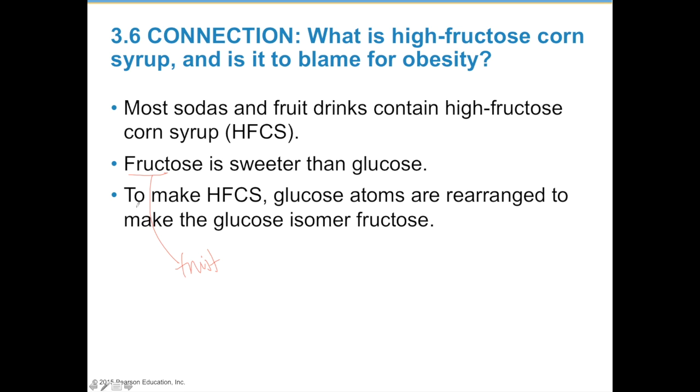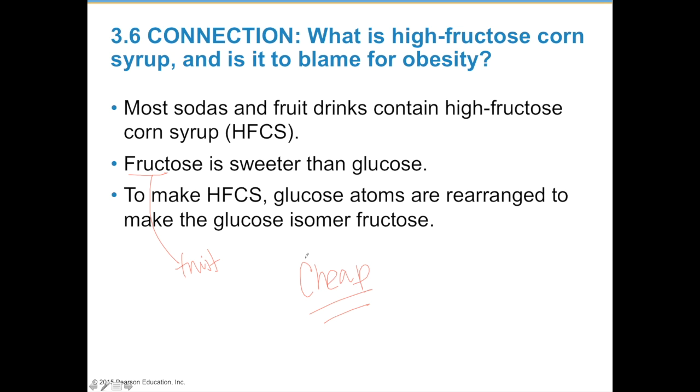What happens here to make high fructose corn syrup? Glucose atoms are rearranged to make the isomer fructose. So they add things into regular glucose. They extract glucose from corn and they add chemicals to it to make it fructose. So this isn't a natural product. It's extremely concentrated. It is cheap. It's really, really cheap. It's easy to get to dissolve in things. Like it's easy to put into drinks, cakes, cookies. It makes it sweet. Bottom line, it's cheap.